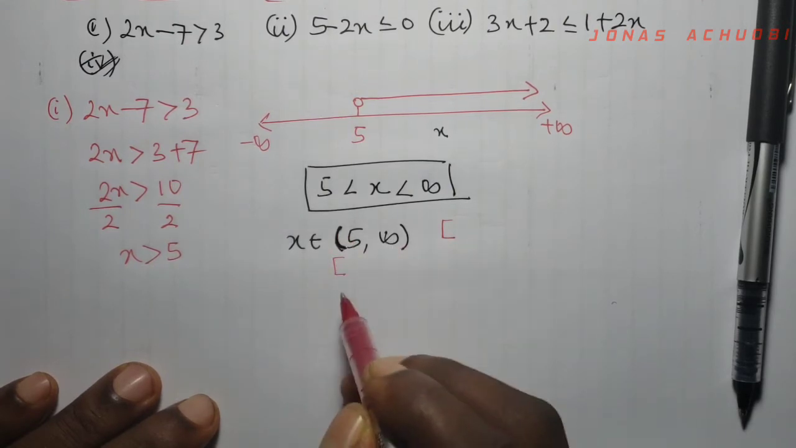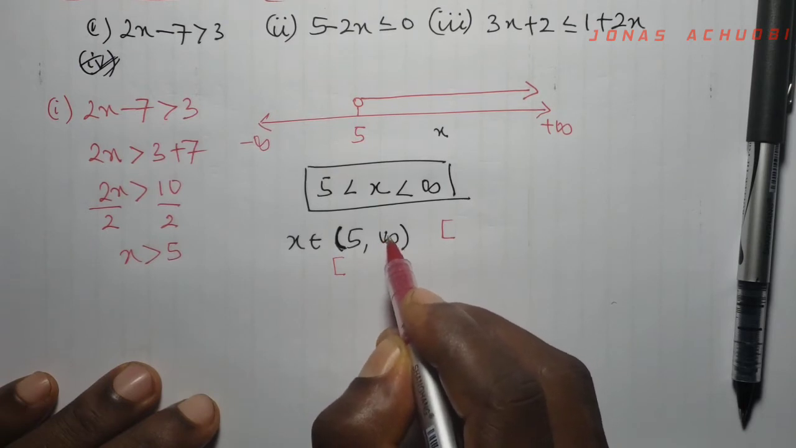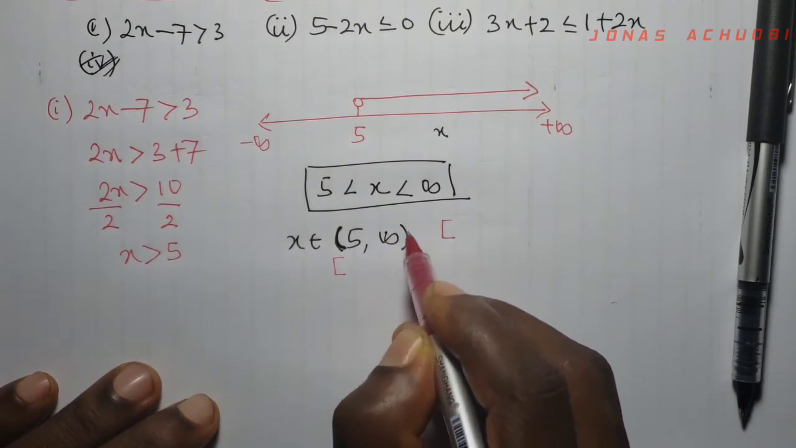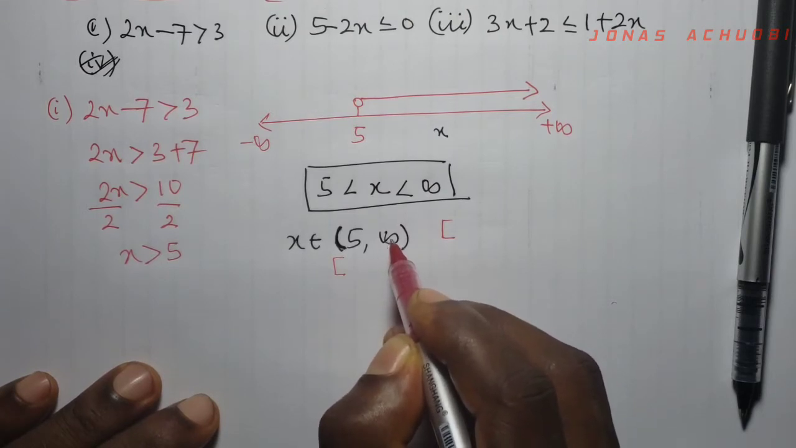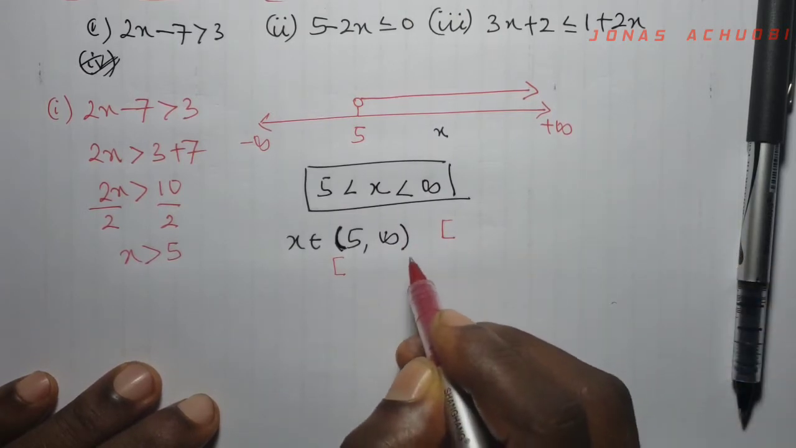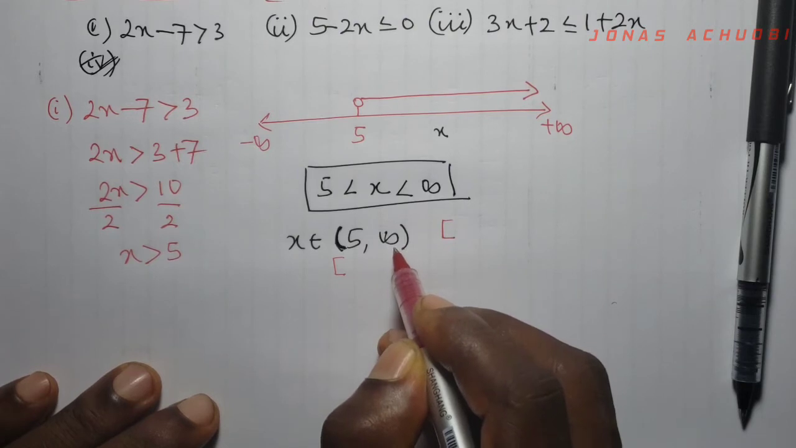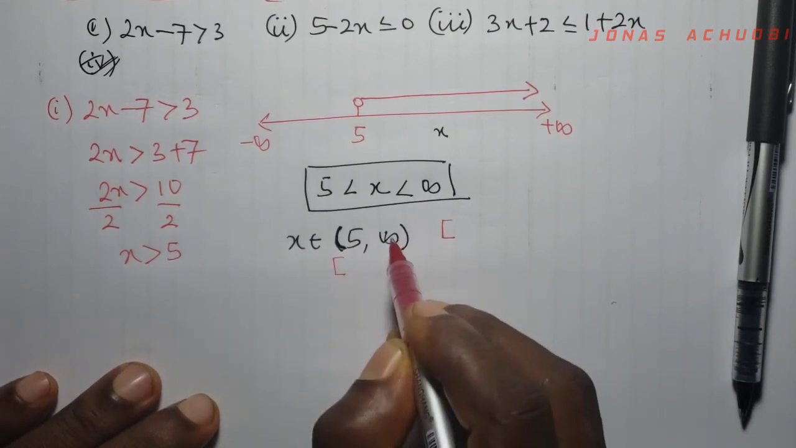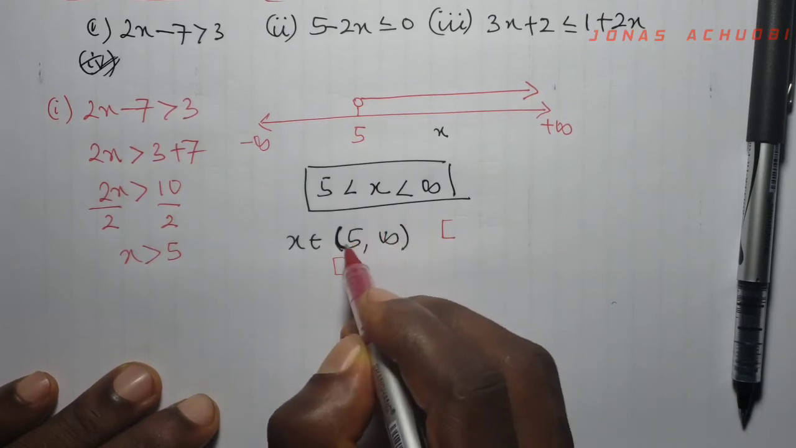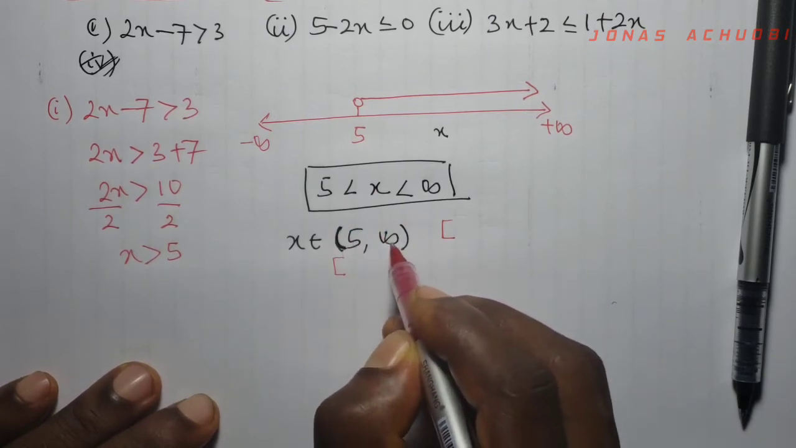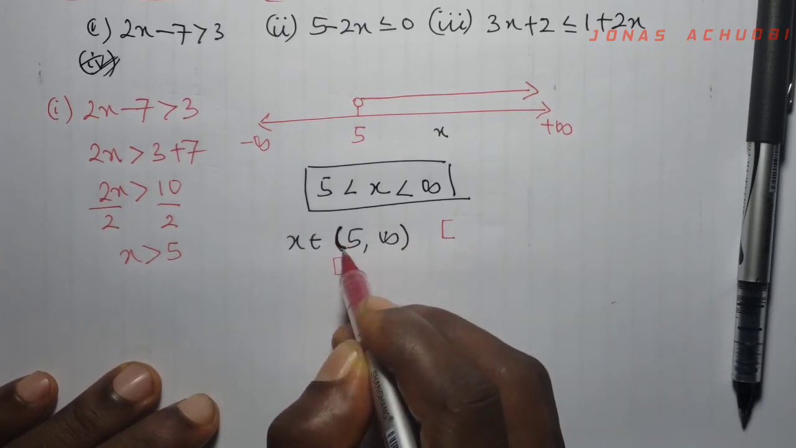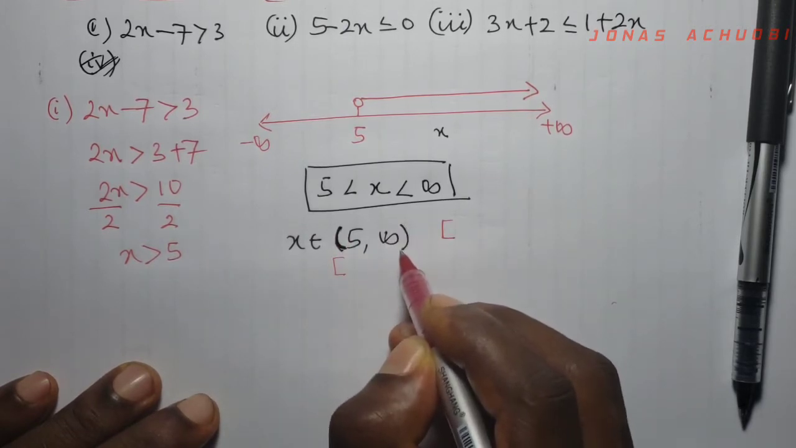Now let us talk about infinity. Whenever we have infinity, the right hand side, or the side to infinity, is always open. Since infinity is not a number that we can reach, it is impossible to close at infinity. So wherever we have infinity, we always leave it open. Now on this interval, the interval is open at 5, and of course it will always be open at infinity. Therefore, the left hand side is open, the right hand side is open.